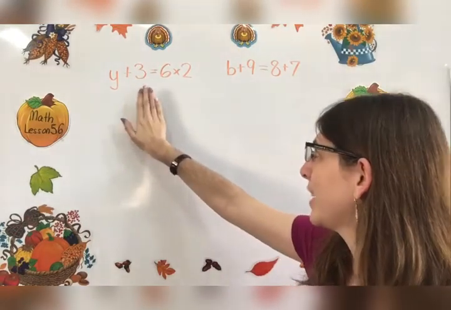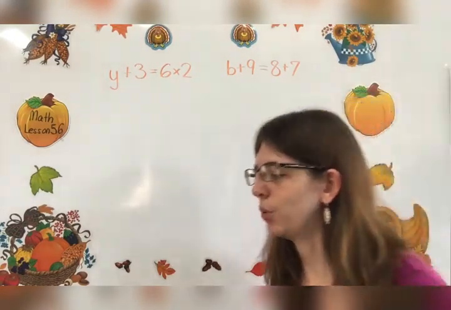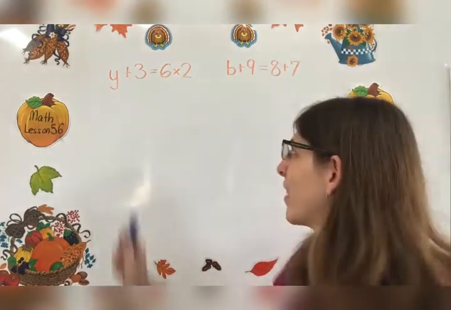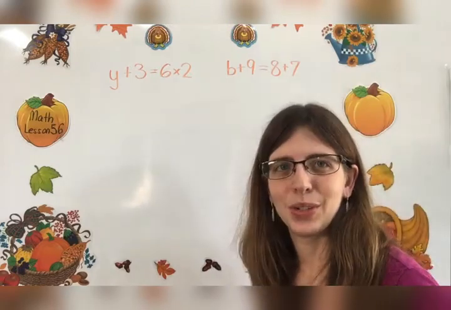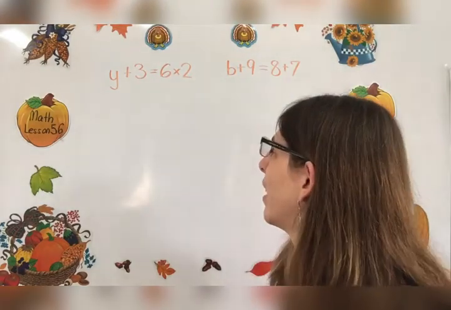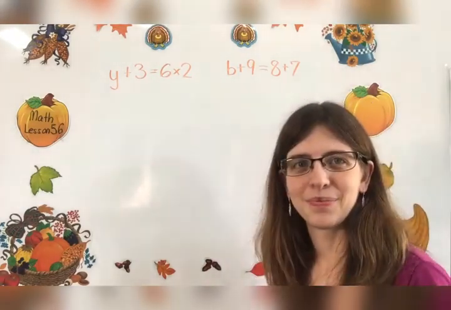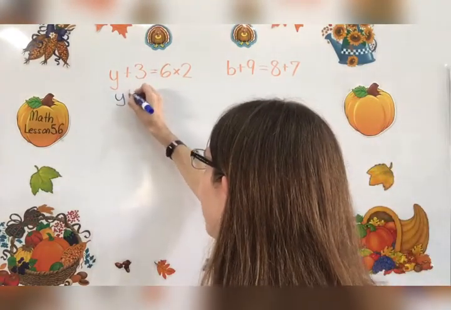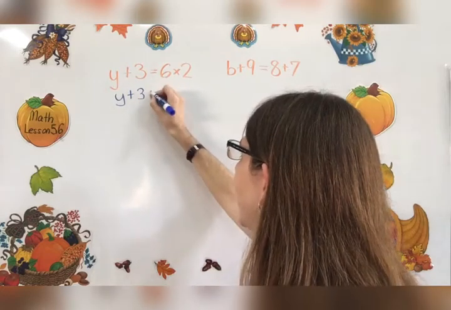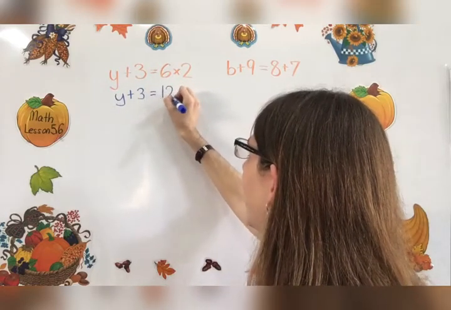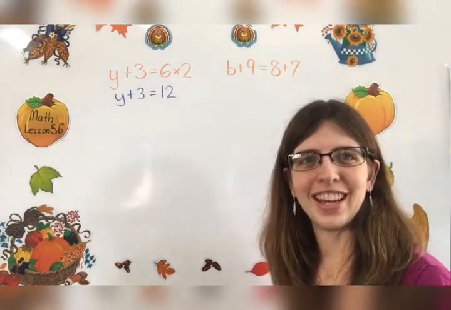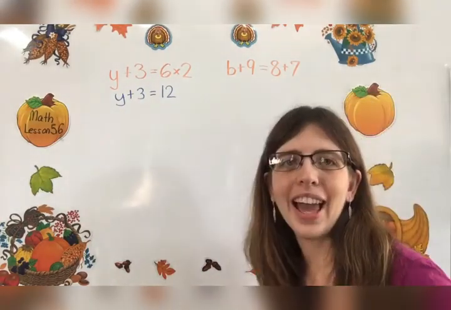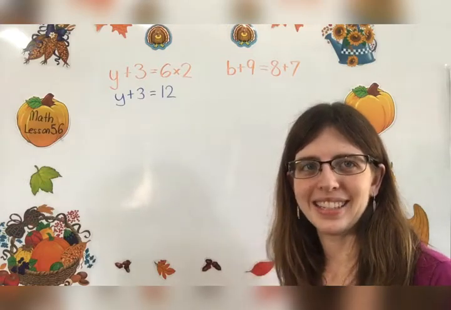Y plus 3 equals 6 times 2. So first we have to simplify whatever we can. Well, we can do 6 times 2, so let's do it. What is 6 times 2? 12. So we get Y plus 3 equals 12. Very good.